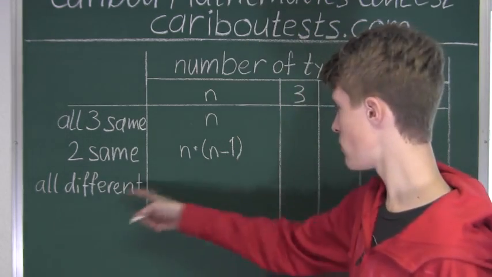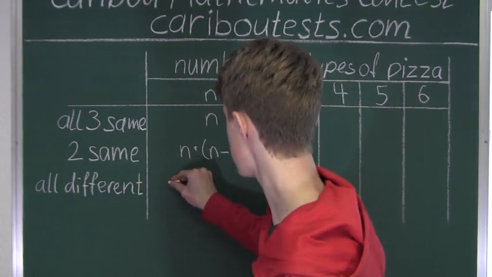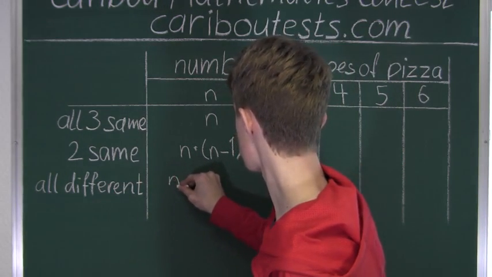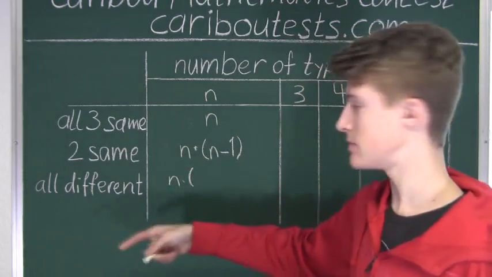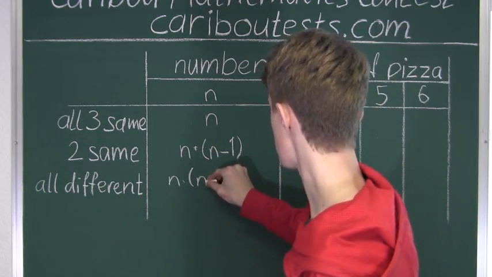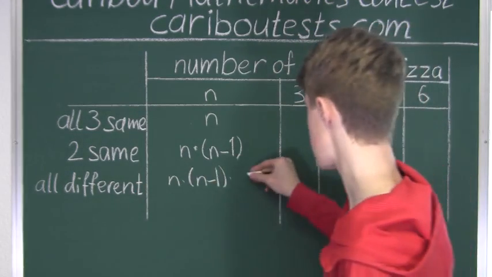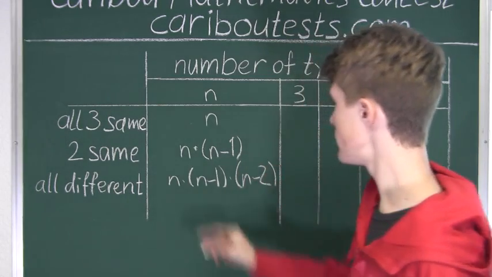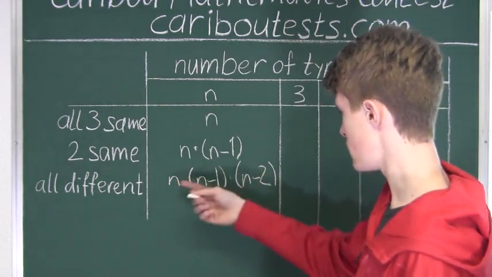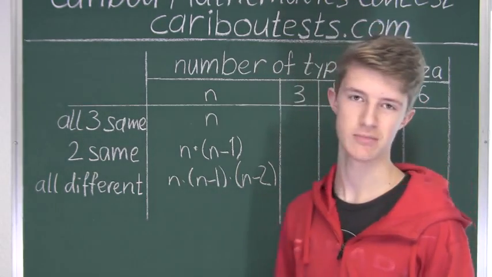And for all to be different, for the first slice, we would just have n. Then for the second slice, which has to be different, we would have n minus 1. And for the third slice to be different from the first and the second, we would have n minus 2. And now this would only be the formula if the order actually mattered.